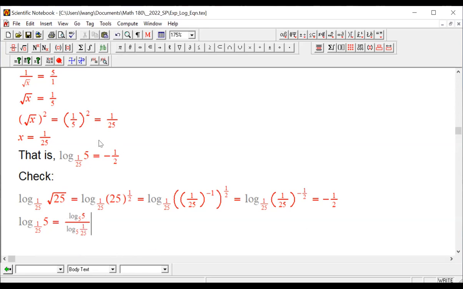1/25. So the top equals 1. The bottom equals log base 5 of 1. I'm using the quotient rule, and log base 5 of 25. So you still get log base 5 of 1 equals 0. So you still get a 1 over 0 minus 2, and you get negative half.